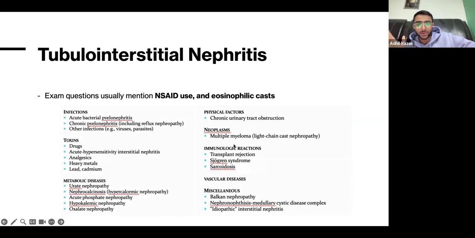There's a million things that could go wrong, but most of the time when you get an exam question, it's going to be very self-explanatory. It's nephrophilic cast, NSAID use, fever, and so on. A fever indicating that it has progressed to pyelonephritis. Even neoplasms like multiple myeloma could cause it. Immunological reaction, there's a million reasons why this could happen.